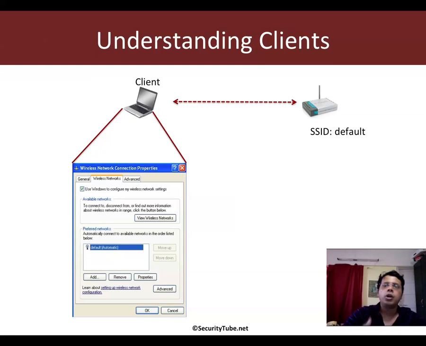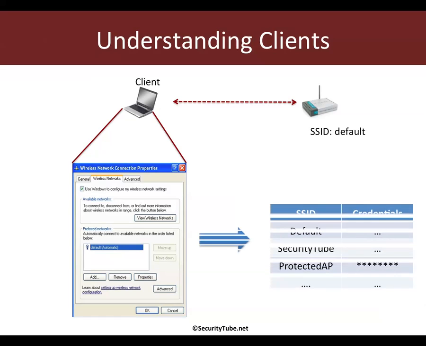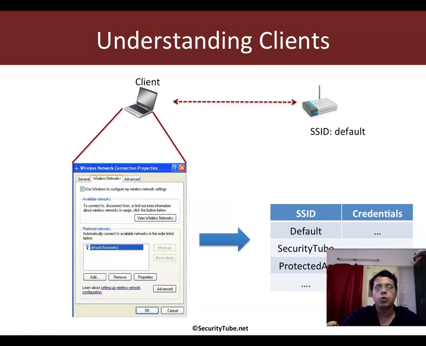Anyway, what happens over time is as a client keeps connecting to more and more access points with different SSIDs, a huge list of SSIDs and credentials wherever applicable, that is whenever the network is encrypted with WEP or WPA, is actually created on the client machine. So now what really happens when the client is roaming and is isolated? What do we mean by that?